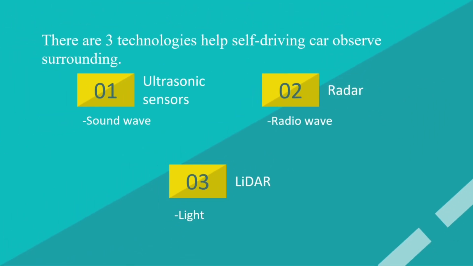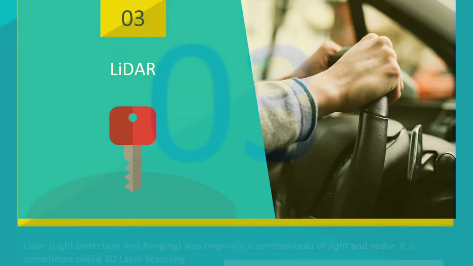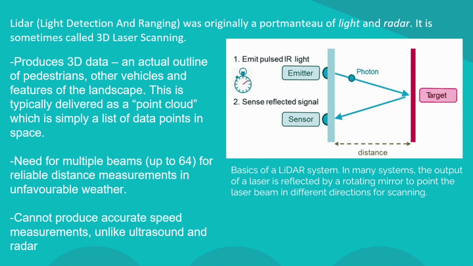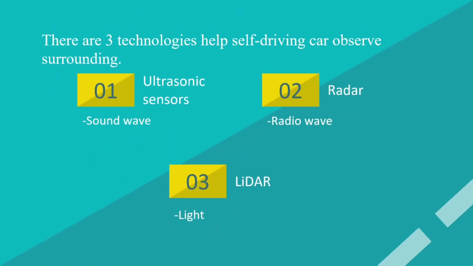The third one is LiDAR. LiDAR is similar to radar but uses light. It can provide 3D data, but it needs multiple beams, up to 64, for some unfavorable weather. It cannot provide accurate speed measurement unlike ultrasound and the radar. So these are the three technologies that help self-driving cars observe the surroundings, and that's all.